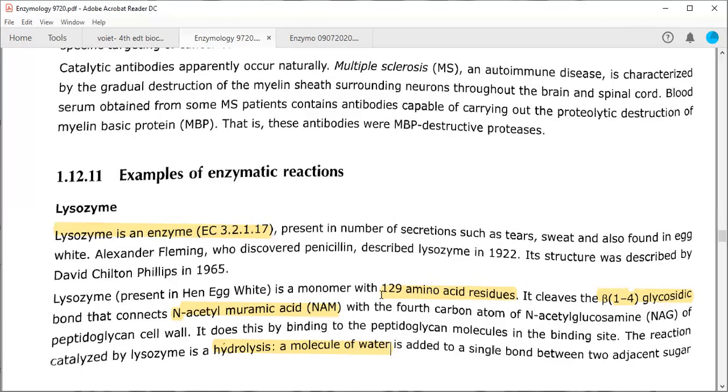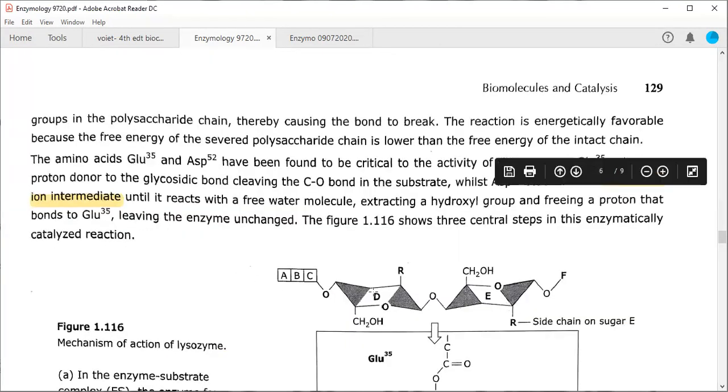Okay, so you need to remember the sequence also because you may be confused by NAM, NAG, NAG, NAM, or anything else. Suppose there is a large number of sugars in a sequence, A, B, C, D, E, F. Suppose this D is NAM and this E is NAG. So N-acetyl muramic acid and N-acetyl glucosamine. Okay, so it is going to cleave this particular beta-1,4 glycosidic bond which is present between the NAM and the NAG residue.